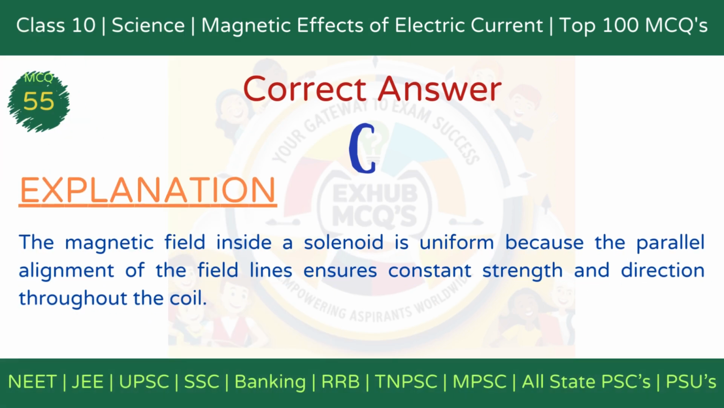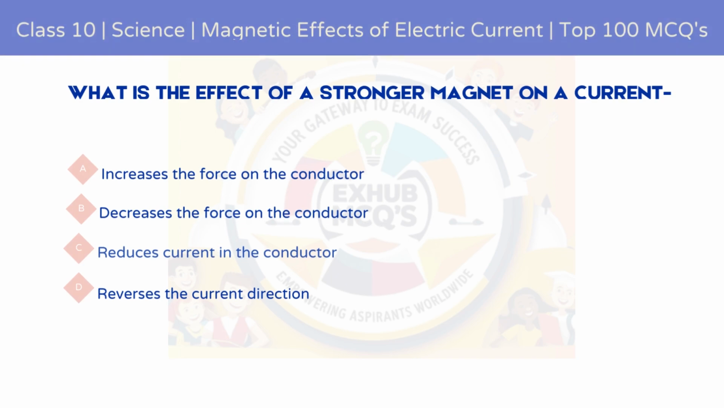The correct answer is option C, due to parallel alignment of field lines. Explanation: the magnetic field inside a solenoid is uniform because the parallel alignment of the field lines ensures constant strength and direction throughout the coil.